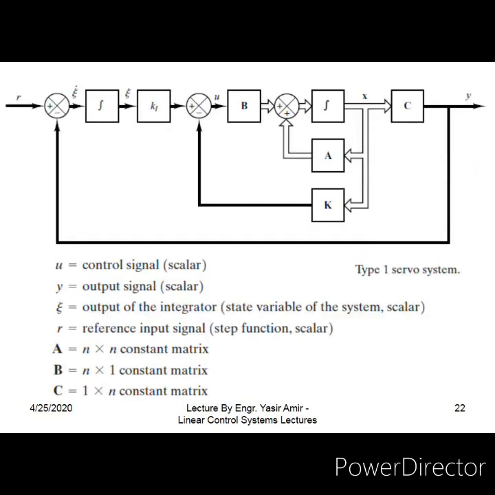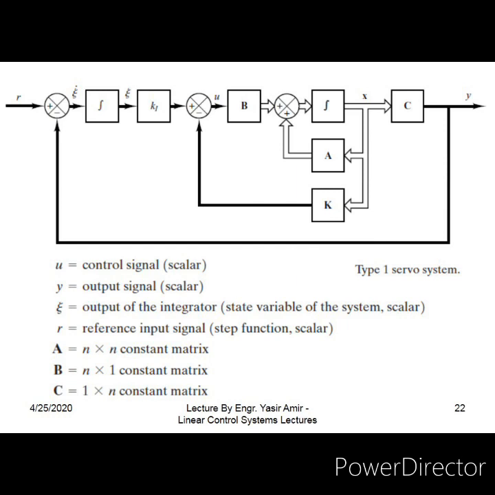This is the block diagram that we were talking about in the previous slide. That is a type 1 servo where the plant has no integrator. So you can see over here in this slide that we have inserted an integrator after the summer, and that goes into K1, and then the second summer, and then it goes through the B input matrix, and then finally the actual plant whose state variable model is given.